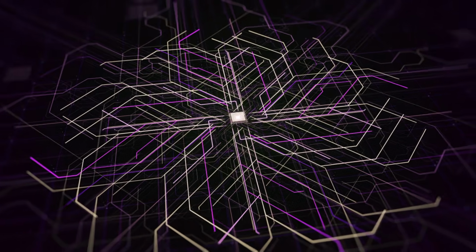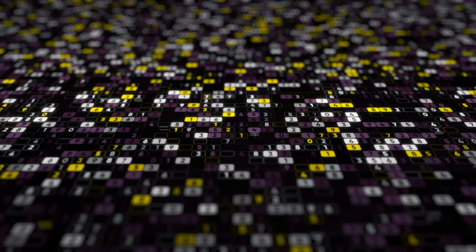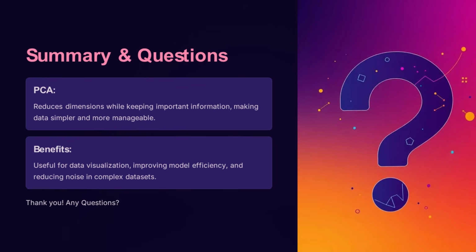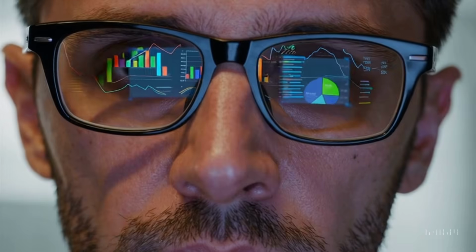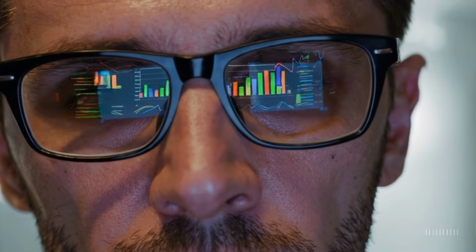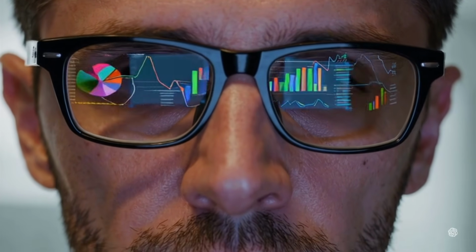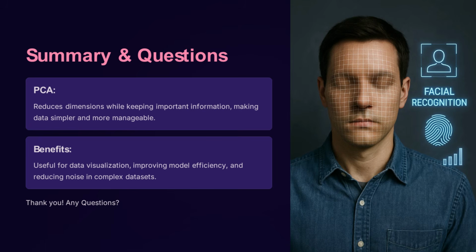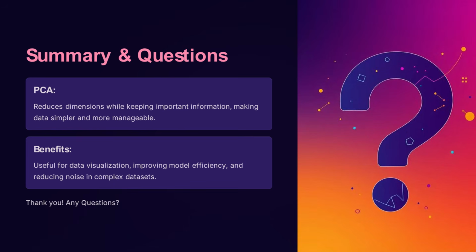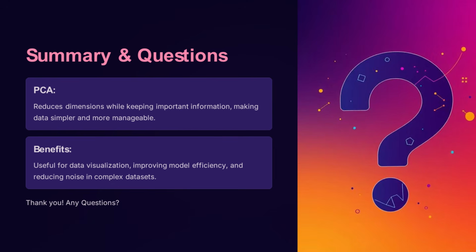Whether you're trying to visualize patterns, speed up machine learning models, or clean up noisy data, PCA is a powerful tool to have in your toolkit. To recap, PCA helps you focus on what truly matters in your data by reducing dimensions, improving efficiency, and revealing hidden structures. It's used everywhere from facial recognition to finance, making it one of the most versatile techniques in data science. That's a wrap on our PCA journey.